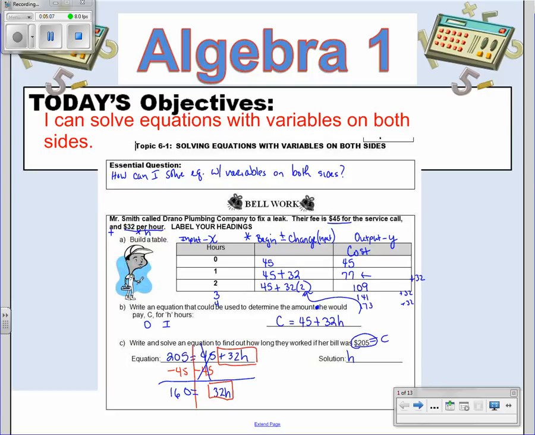I want h by itself, so I have to get rid of the 32. It is multiplied by 32, so I'm going to divide by 32. This will give us h is equal to 5. h is equal to 5. h represents hours, so this will be 5 hours. It takes 5 hours for the bill to cost $205.